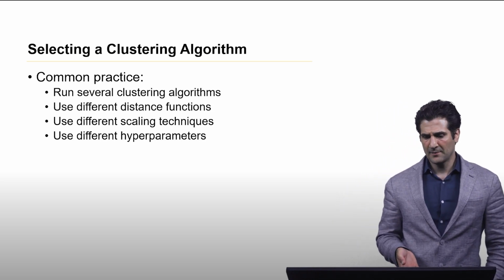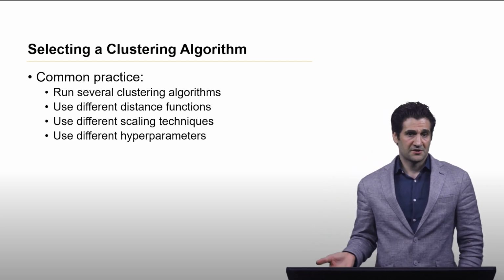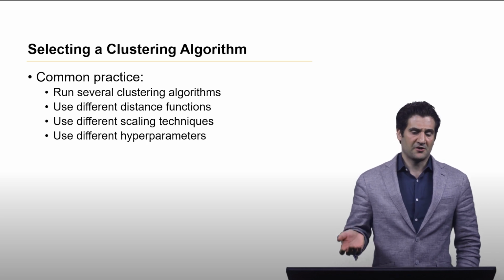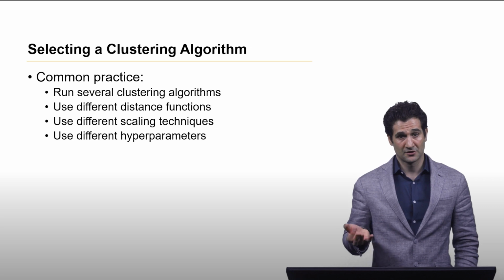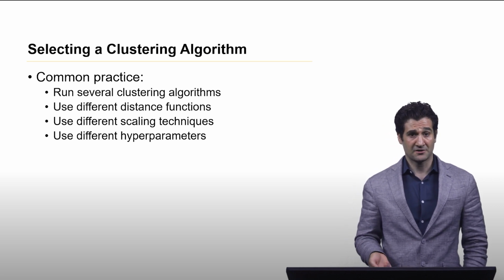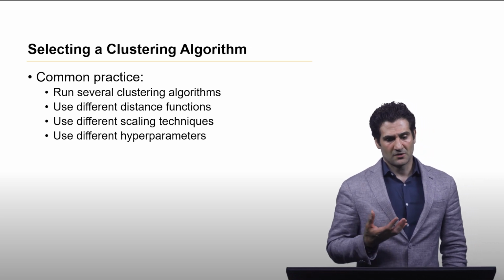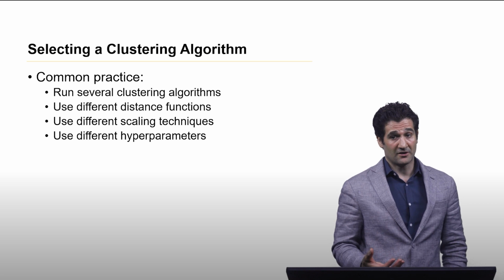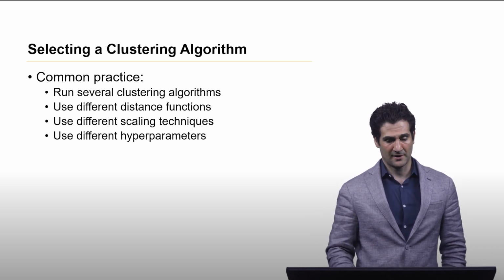So common practice is to really just run several different approaches and use different distance functions, use different scaling techniques, and if there's other hyperparameters or things change such as how a centroid is computed, try those as well. So selecting a clustering algorithm is really all about validation and hyperparameters or things that are like hyperparameters.